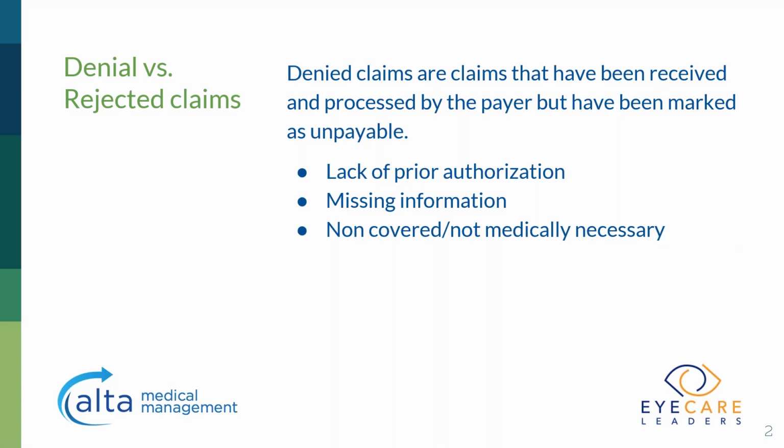What is the difference between a denied and a rejected claim, and how can we avoid them? Denied claims are defined as claims received by the payer, but marked unpayable. Some of the common reasons for a denied claim include the following: a lack of prior authorization, whether the authorization was not obtained or attached to the claim during the submission to the payer; missing information such as an invalid insurance ID number, or invalid or missing patient demographics; and services non-covered or considered not medically necessary by the payer.